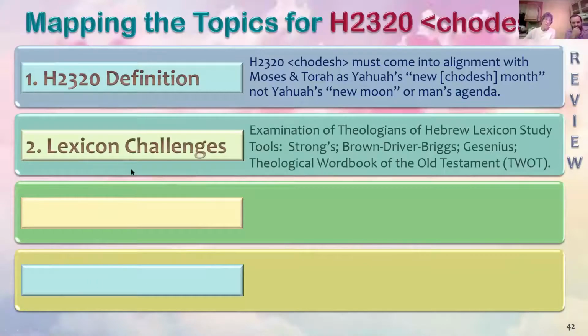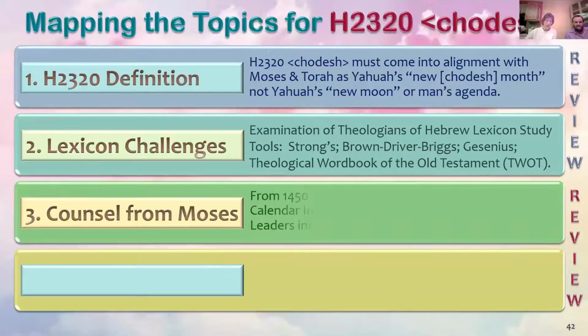We also talked about these lexicon challenges, and here we examined the theologians of the Hebrew lexicon study. We did Strong's, we did the Brown Driver Briggs, we did Gesenius and this Theological Wordbook of the Old Testament. Do you remember that the more we looked, the more words they had telling that the new moon was actually the new month? And the last one had over 2,000 words. So we said, you know what? They've been picking up tradition of the Jewish culture.